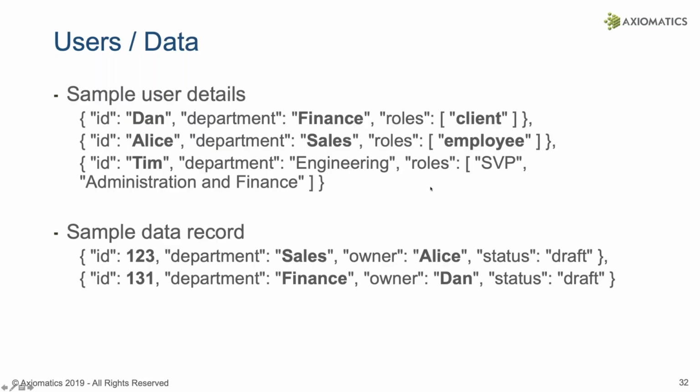If we look at the user data, we'll probably have to jump back to this. I'm not going to cover this in full-on detail here, but these are some of the users we're going to use in the demo. Dan and Alice, more specifically, maybe Tim. They belong to different departments. They have different roles. We have several sample data records, but 123 and 131 are the ones that we'll probably mainly use here. Each record belongs to a different department, and they have different owners, etc.